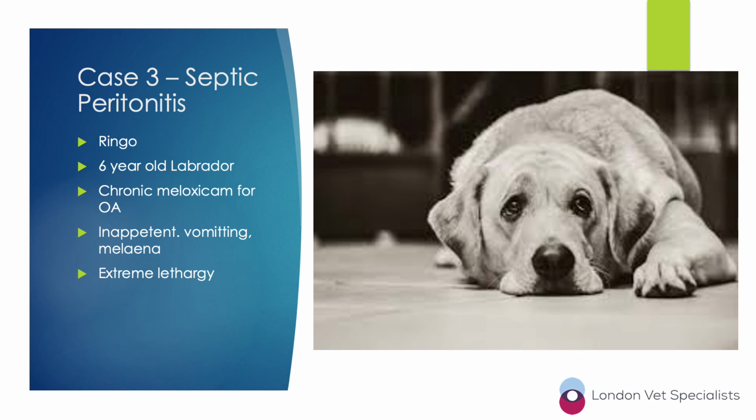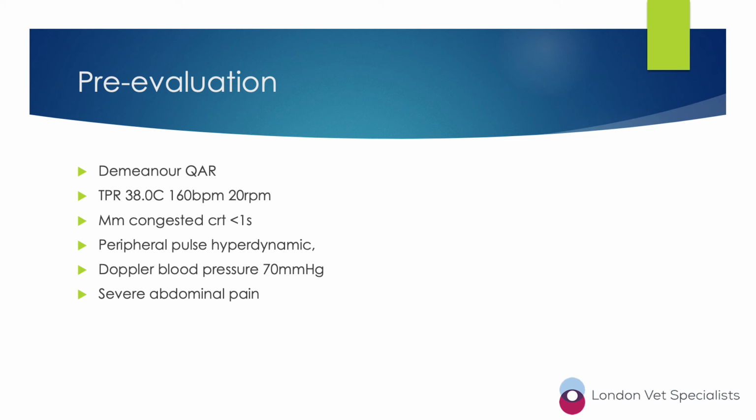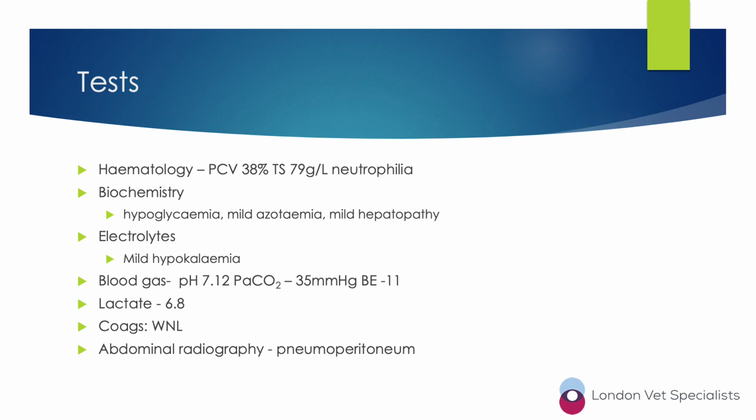So Ringo was a 6-year-old Labrador who is currently receiving chronic meloxicam for osteoarthritis, but he had developed an acute inappetence with vomiting and melena and extreme lethargy. On presentation, he was very quiet. He was tachycardic with congested mucous membranes. His pulses were very hyperdynamic, and the Doppler blood pressure was 70 millimeters of mercury. He had severe abdominal pain, which was also noted, and blood testing revealed normal PCV and total solids.